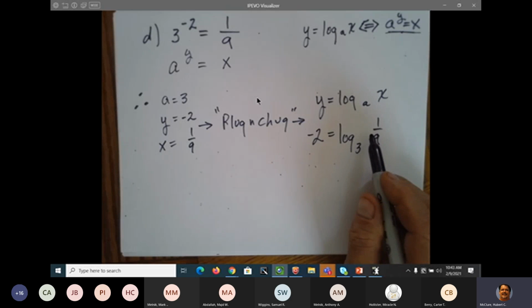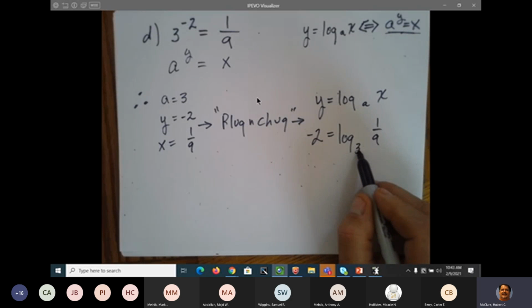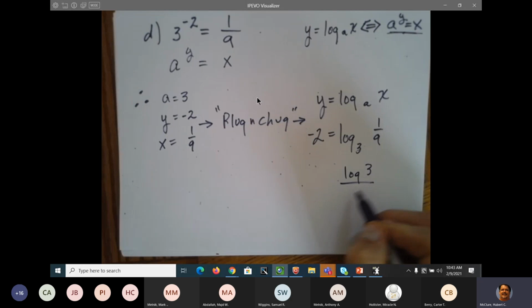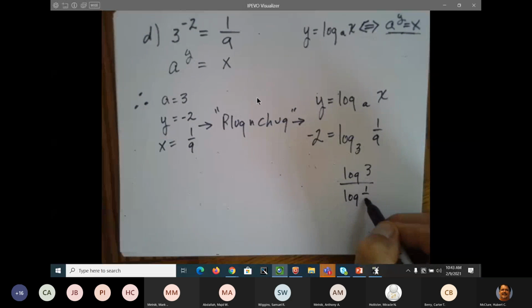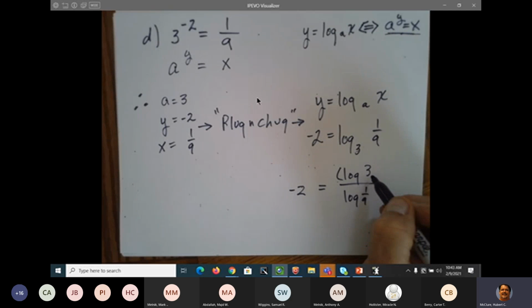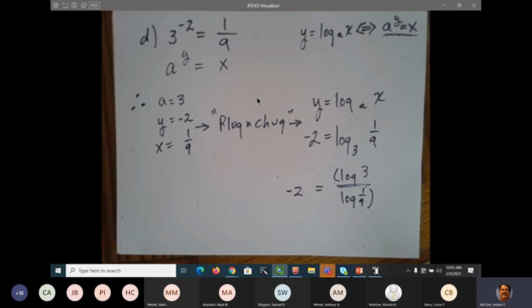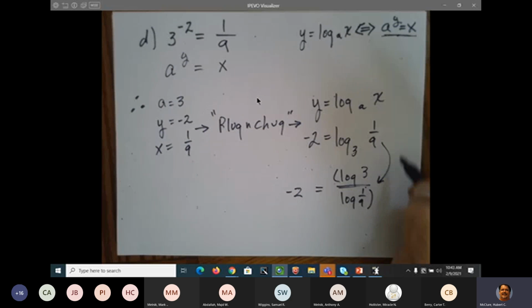Change base formula, which I don't know if they're going to go this far because you don't know the change base formula before this slide. So we're going to go ahead and do the change base formula. This is equal to log of 3 over the log of 1/9, and that should equal -2. Somebody take your calculator and do parentheses log of 3 divided by log of 1/9. This is change base formula.